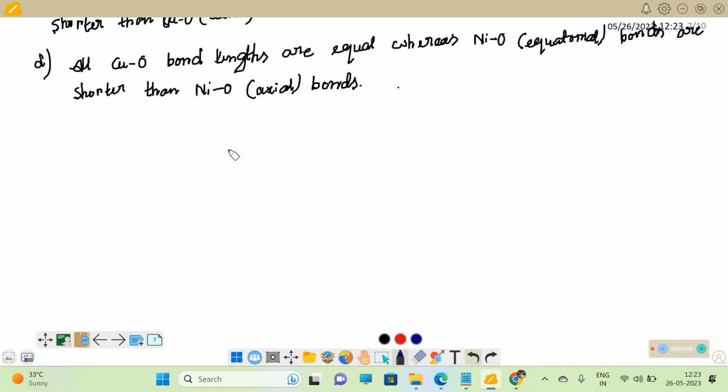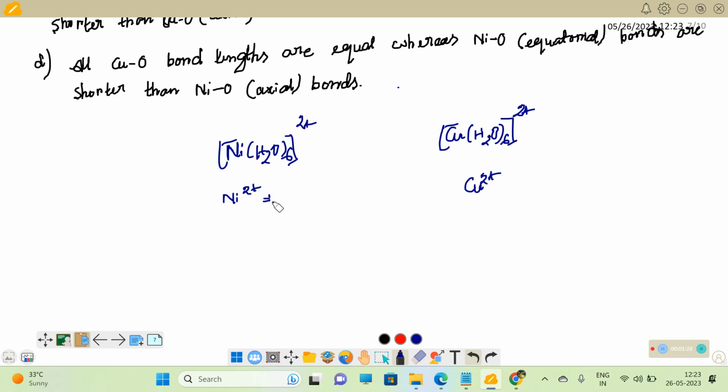Let us first take the complexes: one is [Ni(H2O)6]2+, and another is [Cu(H2O)6]2+. Both complexes have water ligands. So we will focus on the electronic configuration, the d orbital configuration, of the complexes. Directly, let's go to Ni2+. Nickel is a 4s2 3d8 system, and for Ni2+ it is a 3d8 system, that will be like this.